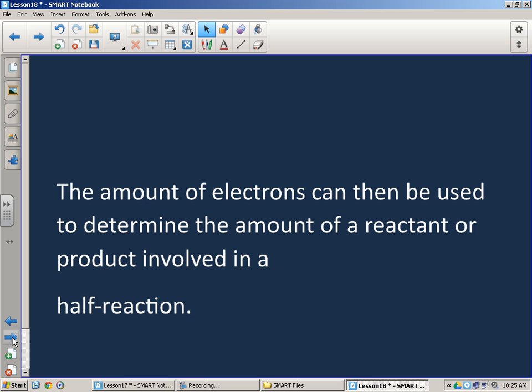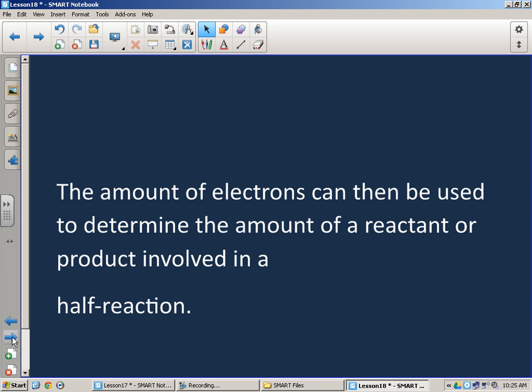The amount of electrons can then be used to determine the amount of the reactant or product involved in a half reaction. If you think about where we have electrons in equations, we don't have electrons in net cell reactions. We balanced out the electrons and we got the net cell reaction, or the redox reaction, same thing. So that's not where we're going to use this, because we don't have electrons in that reaction.